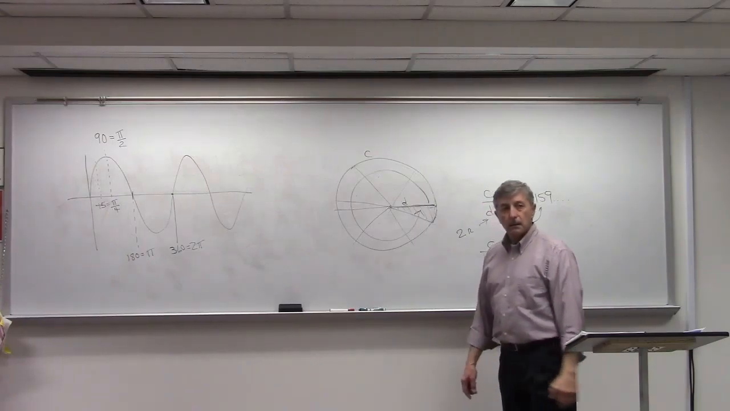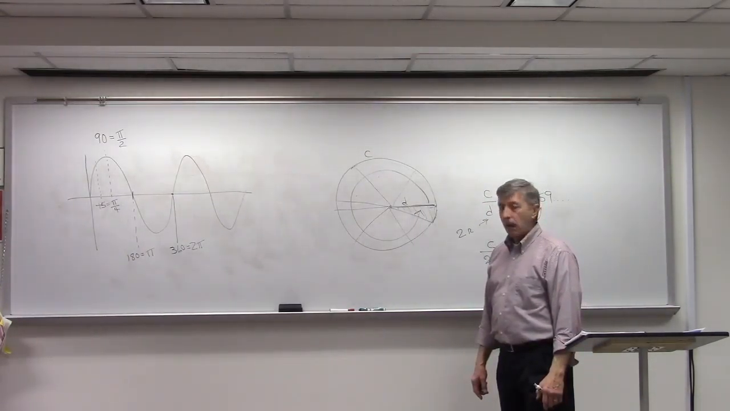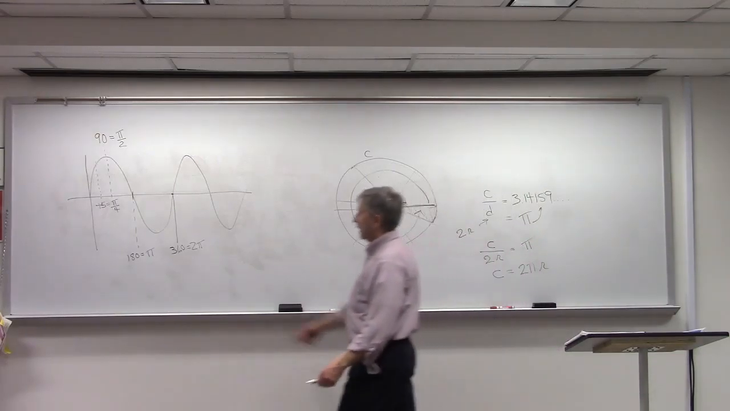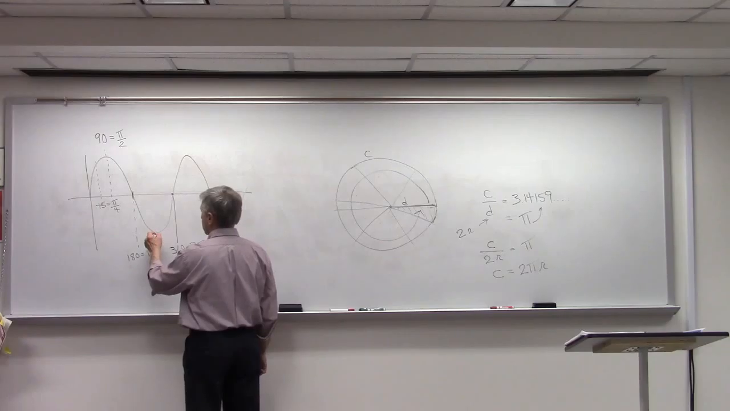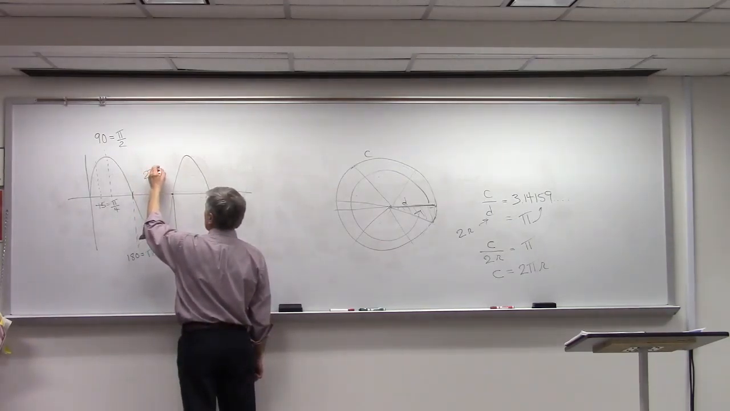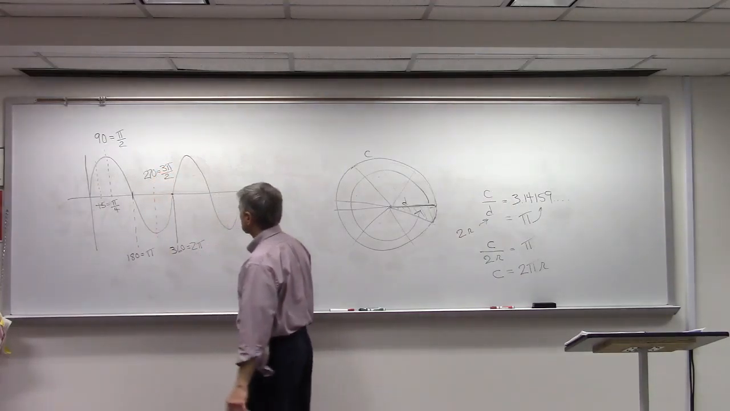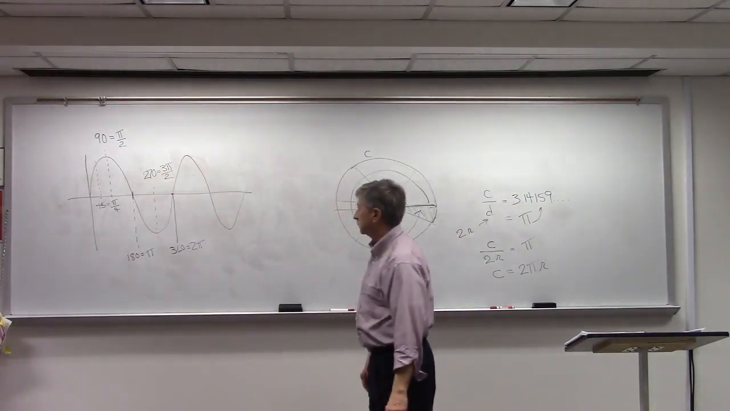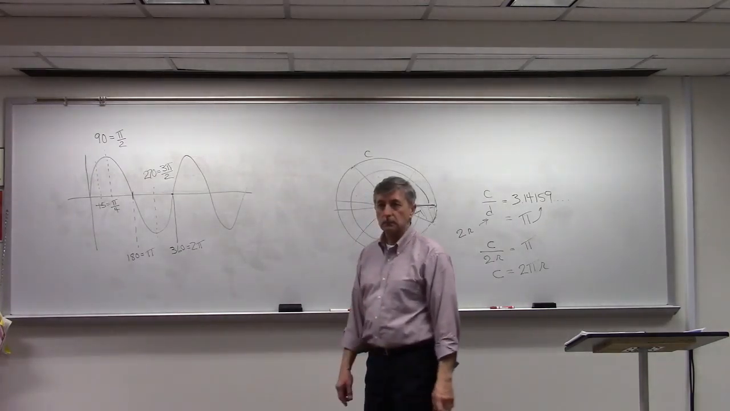When it's on the under part for 90 degrees, is it still pi over 2 or is it 3 pi? It would be down here? Would that be 3 pi over 2? Yeah, 3 pi over 2. This is good to remember.